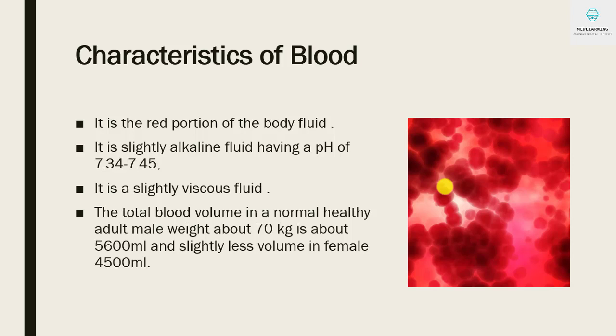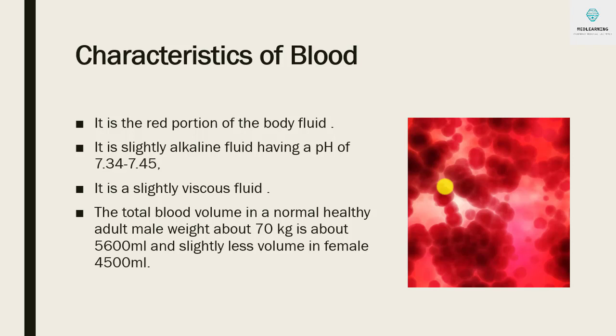If you, for example, check the consistency of blood, then you would realize that it is slightly viscous and it sticks on your fingers. And after some time, when it clots, then it becomes really viscous and almost like a semi-solid shape. But before that, it is slightly viscous when it's in its liquid form. So that is the consistency of blood.